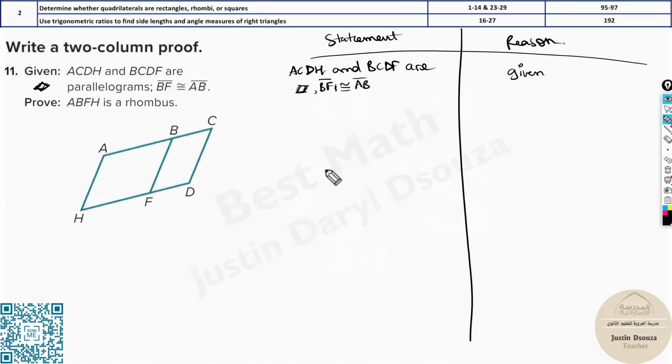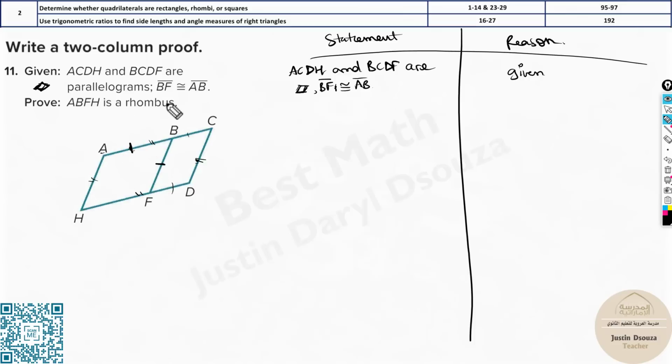So now let's understand what is given. ACDH, that's the entire quadrilateral. And the right side, this quadrilateral BCDF, they both are parallelograms. That means all these opposite sides are equal to each other and parallel to each other. And over here also, they both are equal and parallel, even these two. So now what next? BF, this line, right? BF is this line. So this one is equal to AB, okay? And we have to prove ABFH is a rhombus.